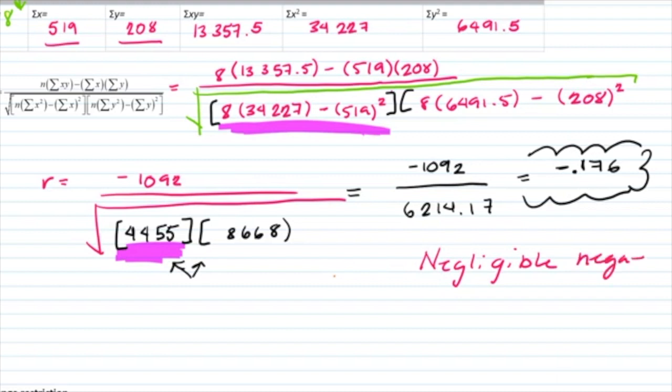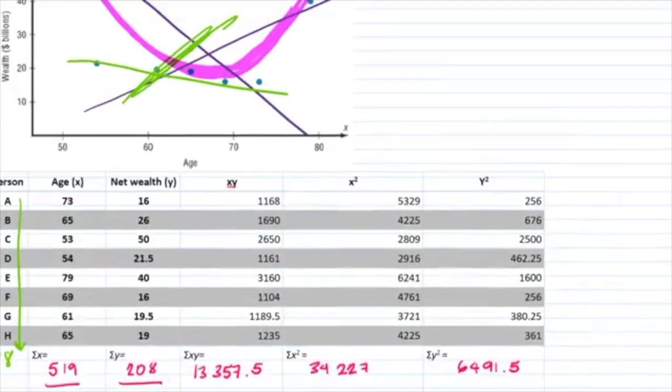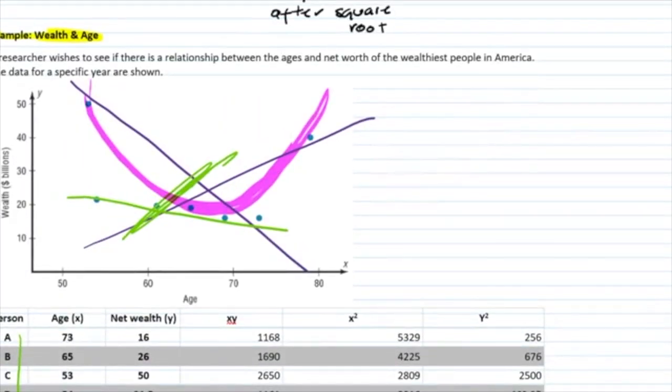Negative correlation. And the reason why it's negligible is because of the relationship in the data. Remember, it's curvilinear really, and we're trying to fit a procedure that is used for linear data.